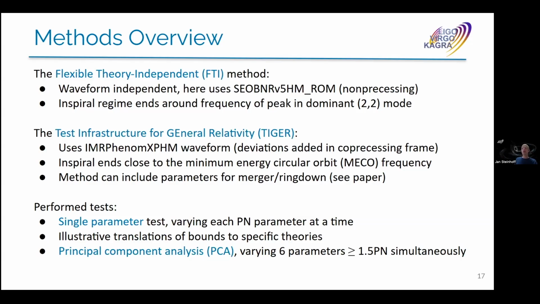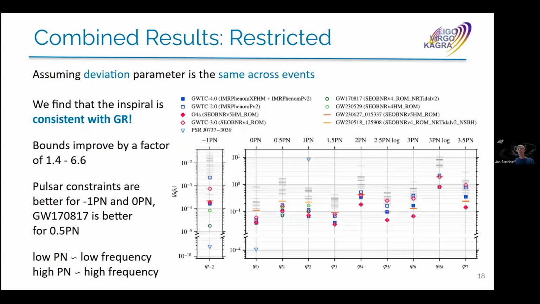However, there's a new method, so-called principal component analysis, where actually one can vary at the moment 6 parameters, 6 post-Newtonian coefficients at the same time, starting from the 1.5 PN coefficient. Then one does get very broad posteriors, but one can look at the full 6-dimensional parameter space and find linear combinations of the parameters, which have a very tight constraint. This is so-called principal component analysis, and then one can report constraints on those constraint directions in the 6-dimensional parameter space. So now let's go to the results.